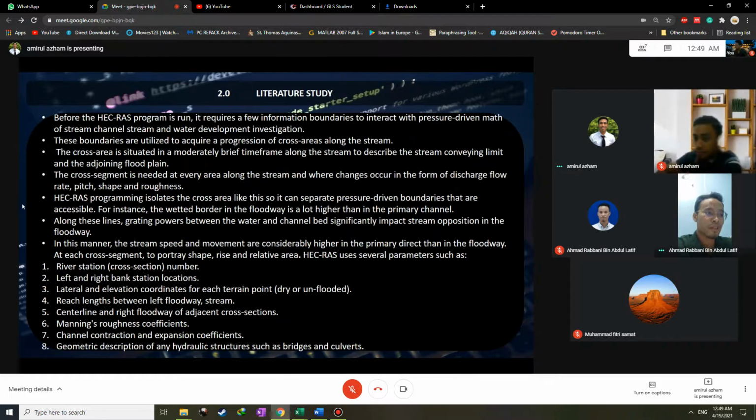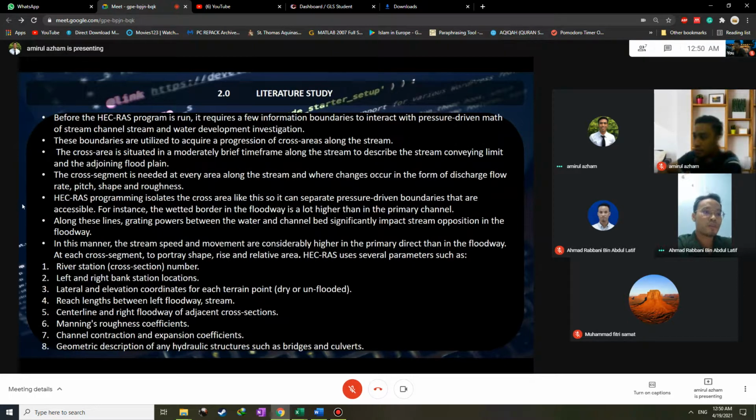For instance, the wetted perimeter in the floodway is a lot higher than in the main channel. In this manner, the stream speed and movement are considered higher in the main channel than in the floodway. At each cross section to portray shape, rise, and relative area.